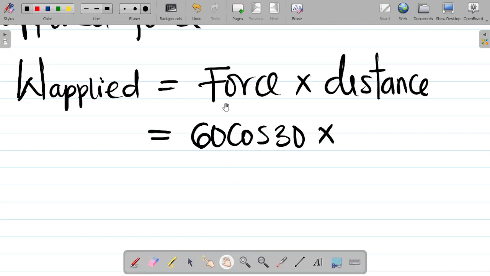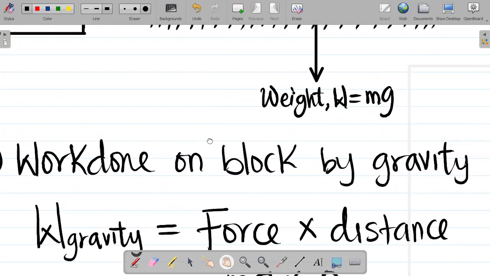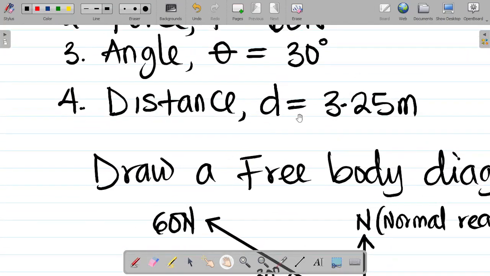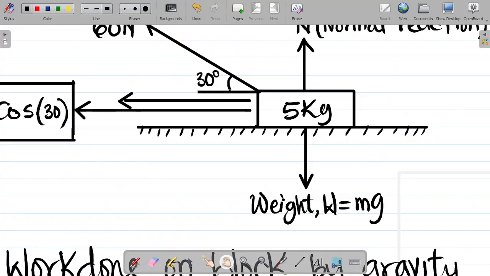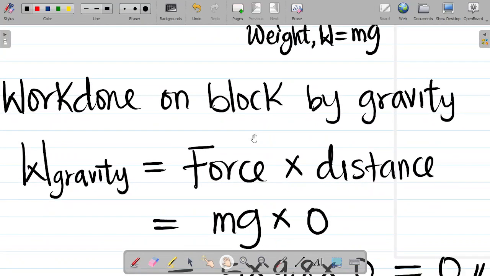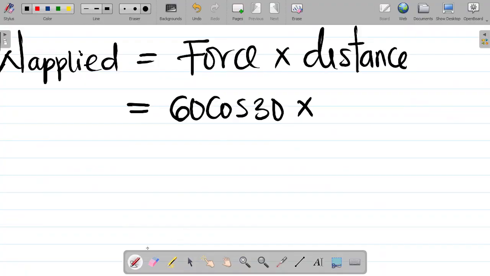You can actually write that as 60 cos 30 times the distance. If you look at this, it said when you pull it, that it moves up to a distance of 3.25. So this body moves up to a distance of 3.25 meters, from here to here. So it actually has a distance. It moved by about 3.25. That's the distance.